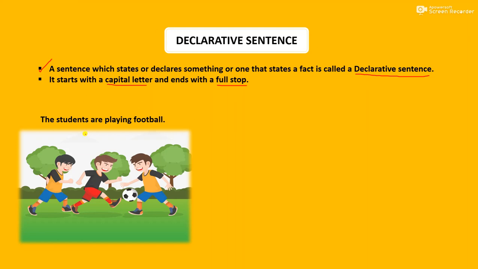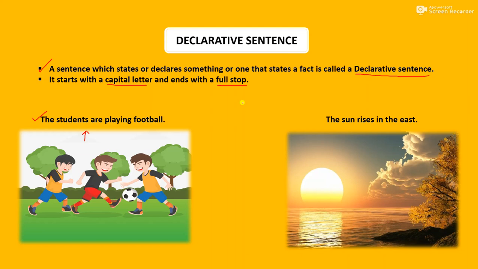The first is, the students are playing. So from this image we have framed this sentence. In the image we can see that there are a few students who are playing football. So in the sentence we have exactly mentioned what we observe, and that is, the students are playing football. So we are declaring something that we have observed. Here this sentence starts with a capital letter and it ends with a full stop. So this falls under the category of a declarative sentence.